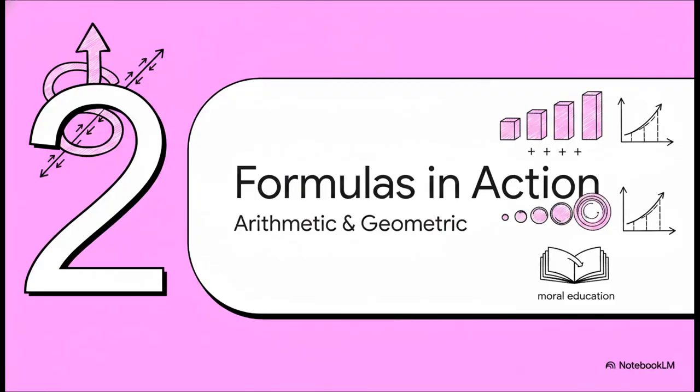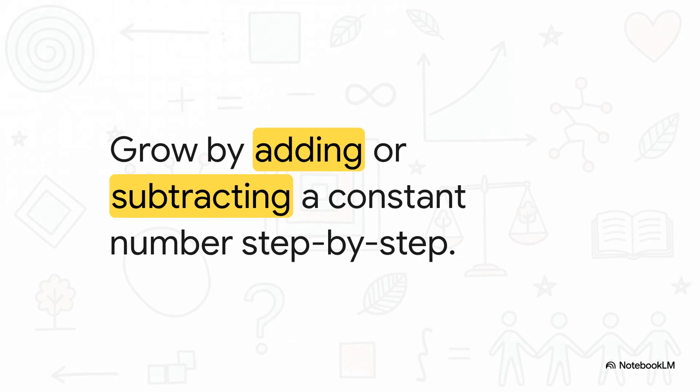Moving on to Section 2, Arithmetic and Geometric Sequences, Seeing the Formulas in Action. Let's see what happens when we apply these tools to actual numbers. First up, arithmetic sequences. These are your steady, reliable patterns. They grow or shrink by a constant pace of addition or subtraction. Think of walking up a flight of stairs, where every single step is the exact same height. You're either adding the same amount every time to go up, or you're subtracting the same amount to go down. The absolutely crucial point here is that the difference between any 2 consecutive terms is always exactly the same.